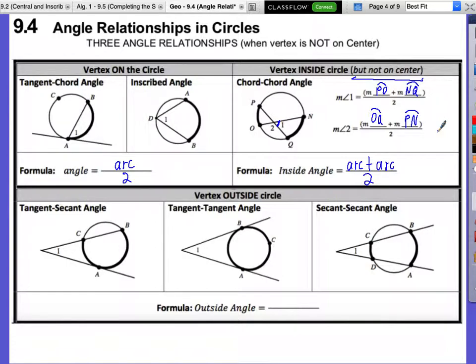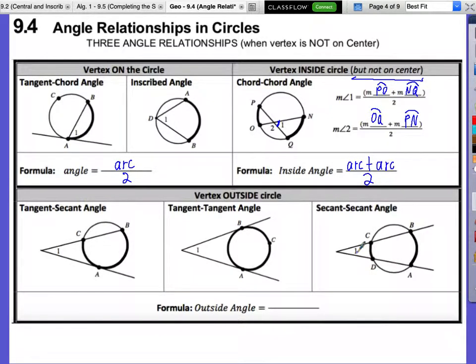Probably pretty important. Okay. So for the vertex outside the circle, our first scenario, like I said, is where we have a tangent intersecting with a secant outside the circle, and this would be our angle 1 marked outside the circle. Next one is where we have two tangents, and their angle is also outside the circle, and then two secants, where we have the angle outside the circle.